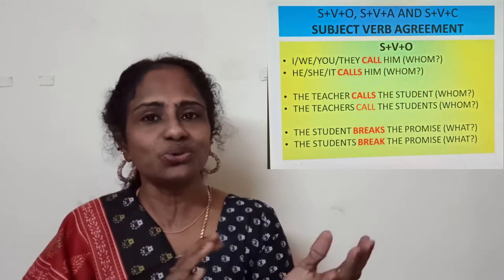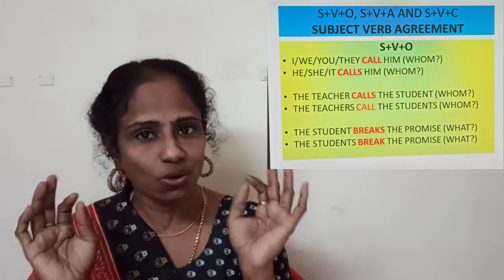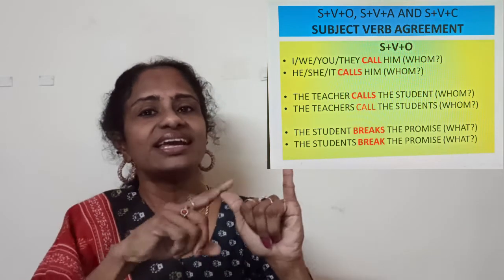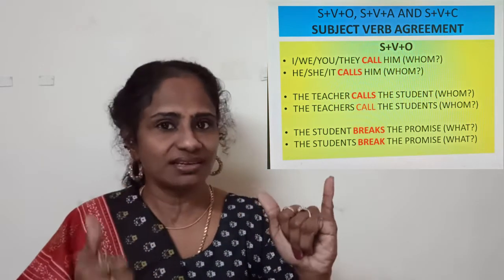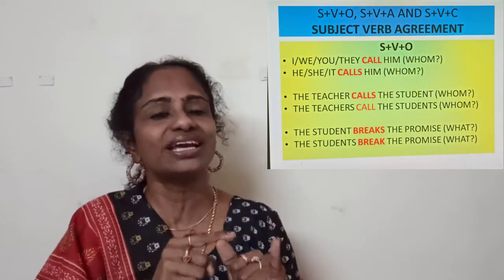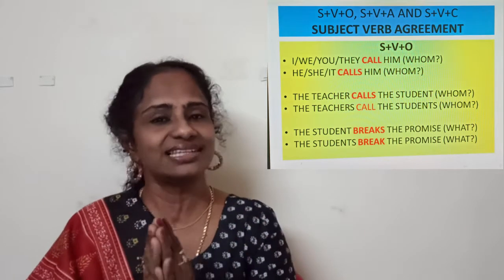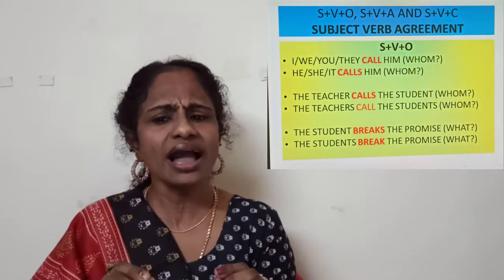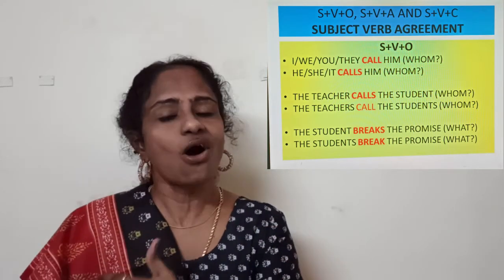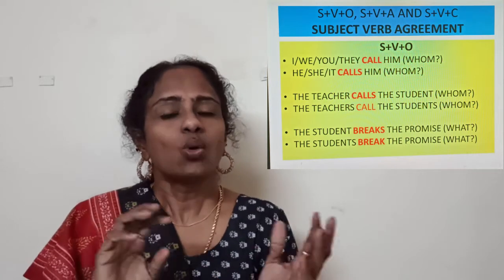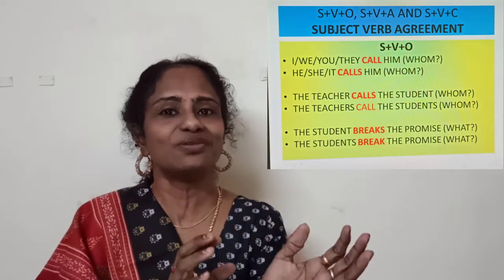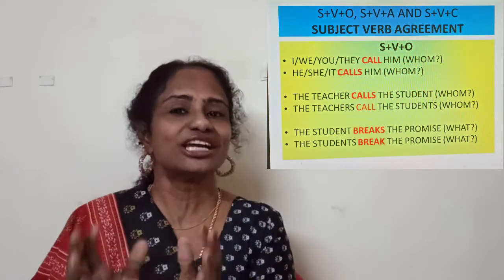So in this 1, 2, 3, in S plus V plus O alone, I would like to tell you the first number 1 and number 3 are the same. Why am I saying number 1 and number 3 are the same? Because number 1 is also a noun or a pronoun and number 3 is also a noun or a pronoun, and that's the example I have given you there. I call him, we call him, you call him, they call him. They call who? We call who? You call who? Appadina answer enna varudhu? Call him. So that is the object.